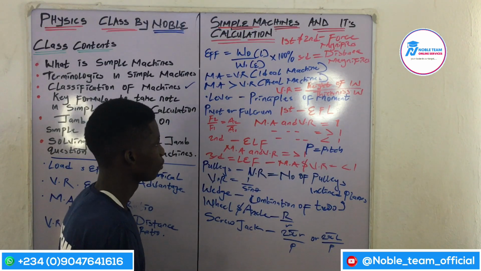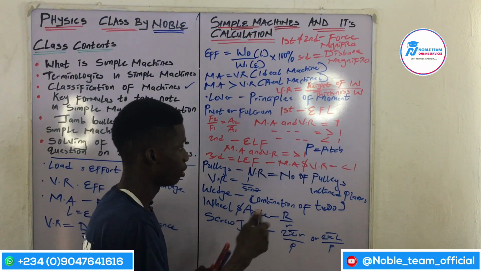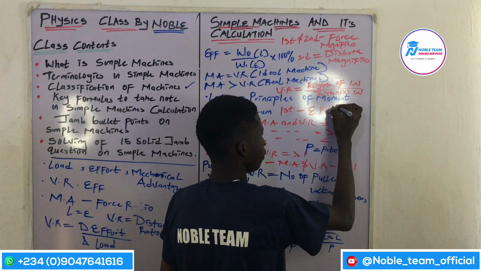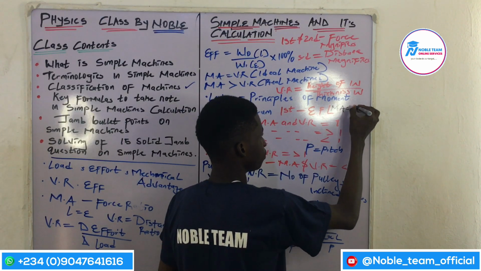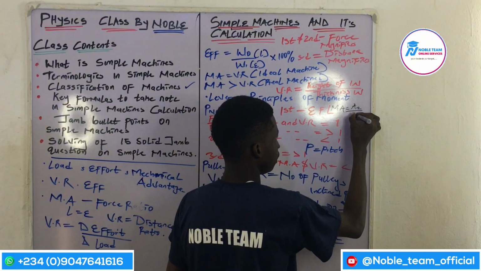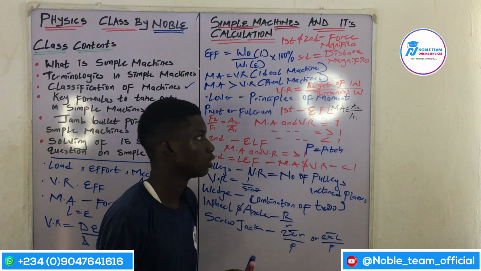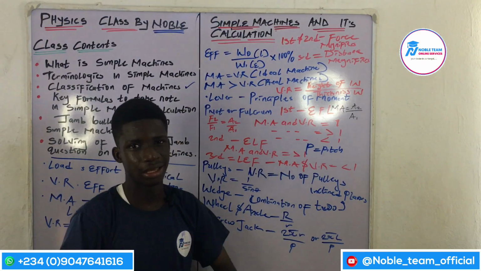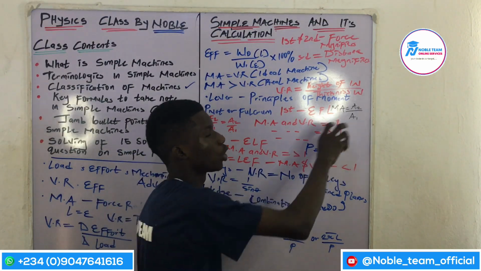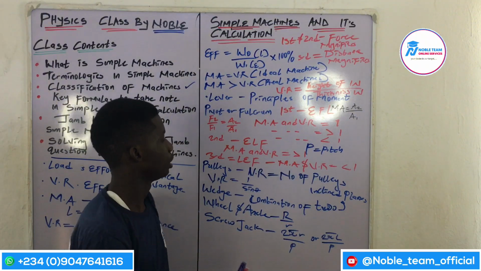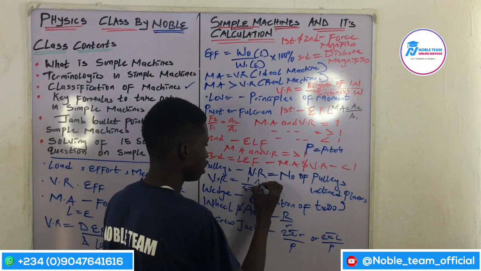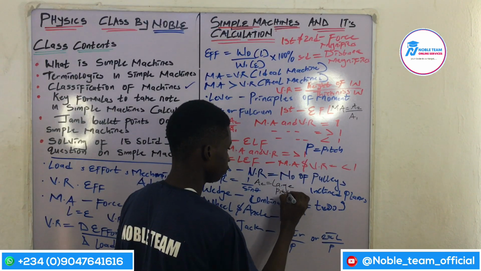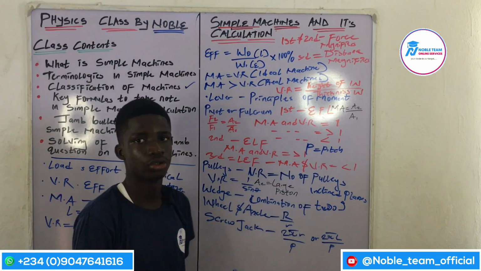Let me use black because this board is already filled, because I'm going to wipe it now. I have MA equal to A2 over A1. Now I'm going to explain what this A2 and A1 are. This A2 and A1 is not something like normal area. A2 we call the large piston, while A1 is the small piston.